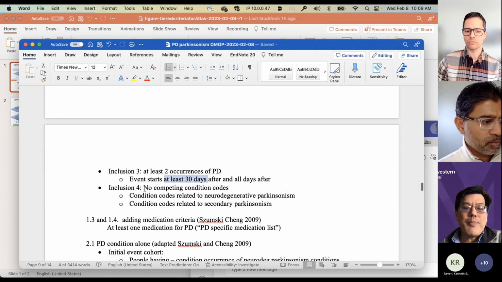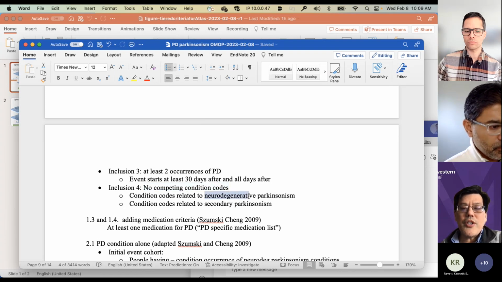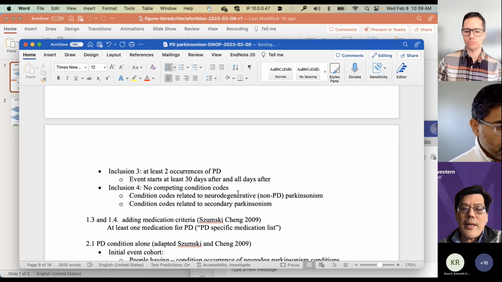And the fourth inclusion is basically you don't have a competing condition code. There are two concept sets here. One is the neurodegenerative non-PD, because Parkinson's is neurodegenerative. I've already created that concept set, and the condition codes related to secondary Parkinsonisms, and I have created that set as well. And that's it. And you can always add the criteria of a medication if you wish, and we have that concept set.